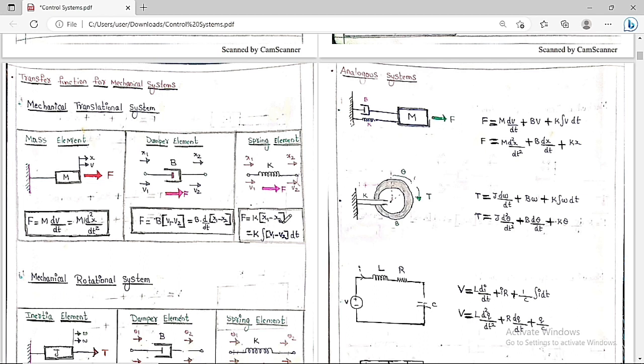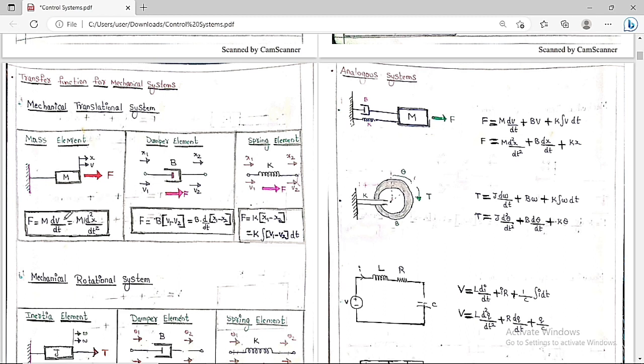I've already told you velocity is the rate of change of displacement, so displacement is the integration of the velocity. So x1 is nothing but the integration of v1 dt, and x2 is the integration of v2 dt. If you take the integration common, we are going to get k into the integration of v1 minus v2 into dt. So this is all about the mechanical translation system.